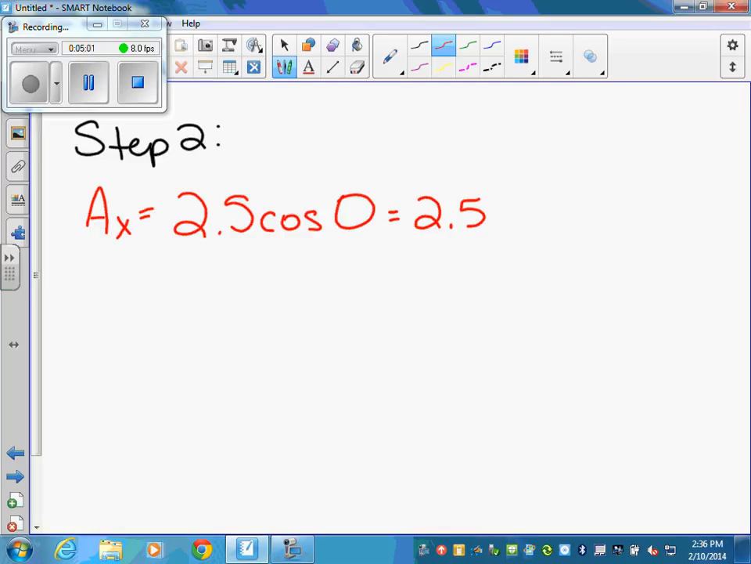Close to theta or close to zero? 0, because it was at 0 degrees. Alright, then we have Bx and By. What am I going to do for Bx? Same thing, but what's the numbers? We got 7 close to 1.